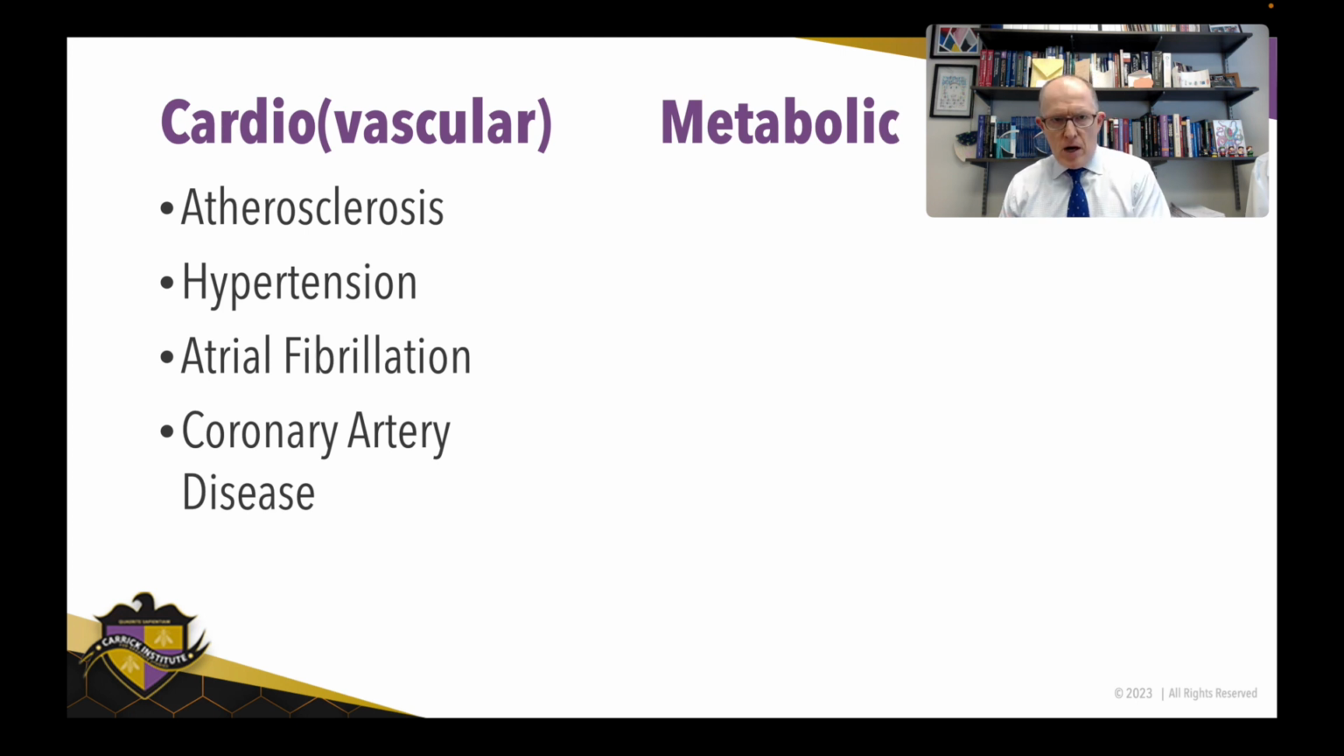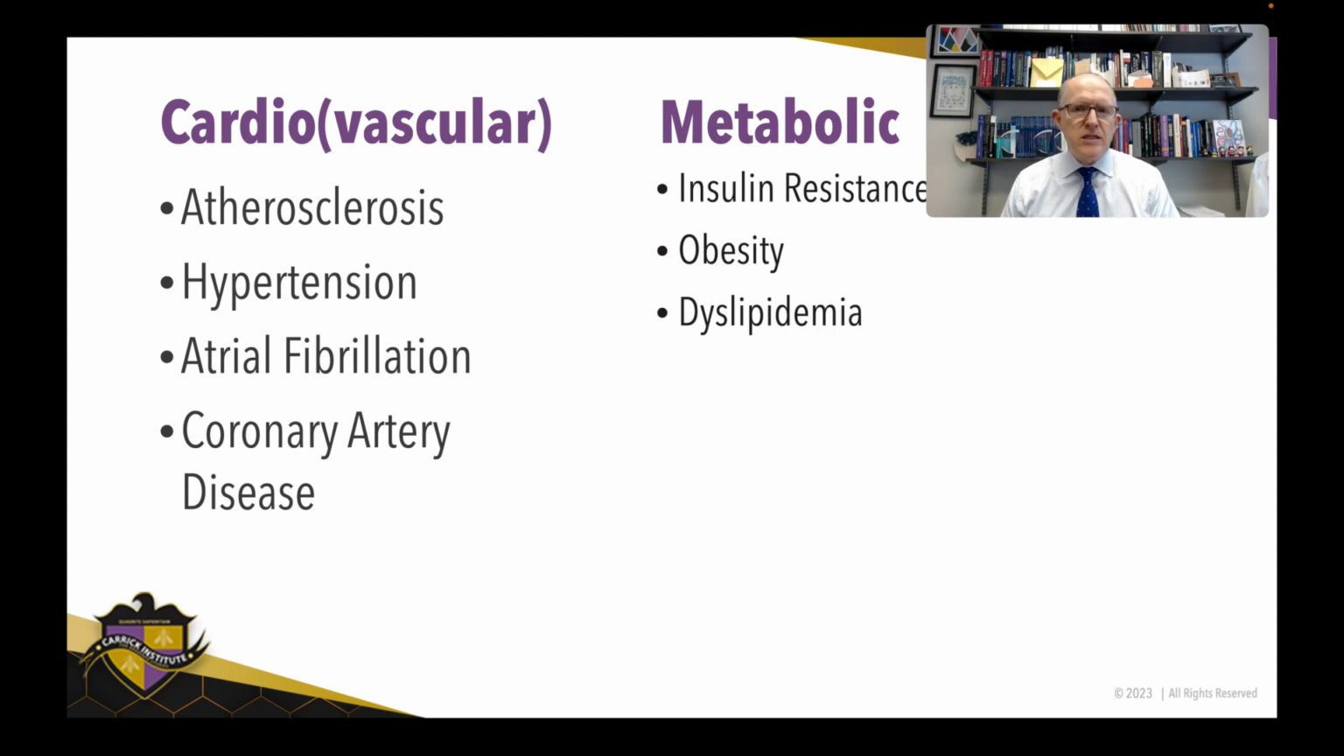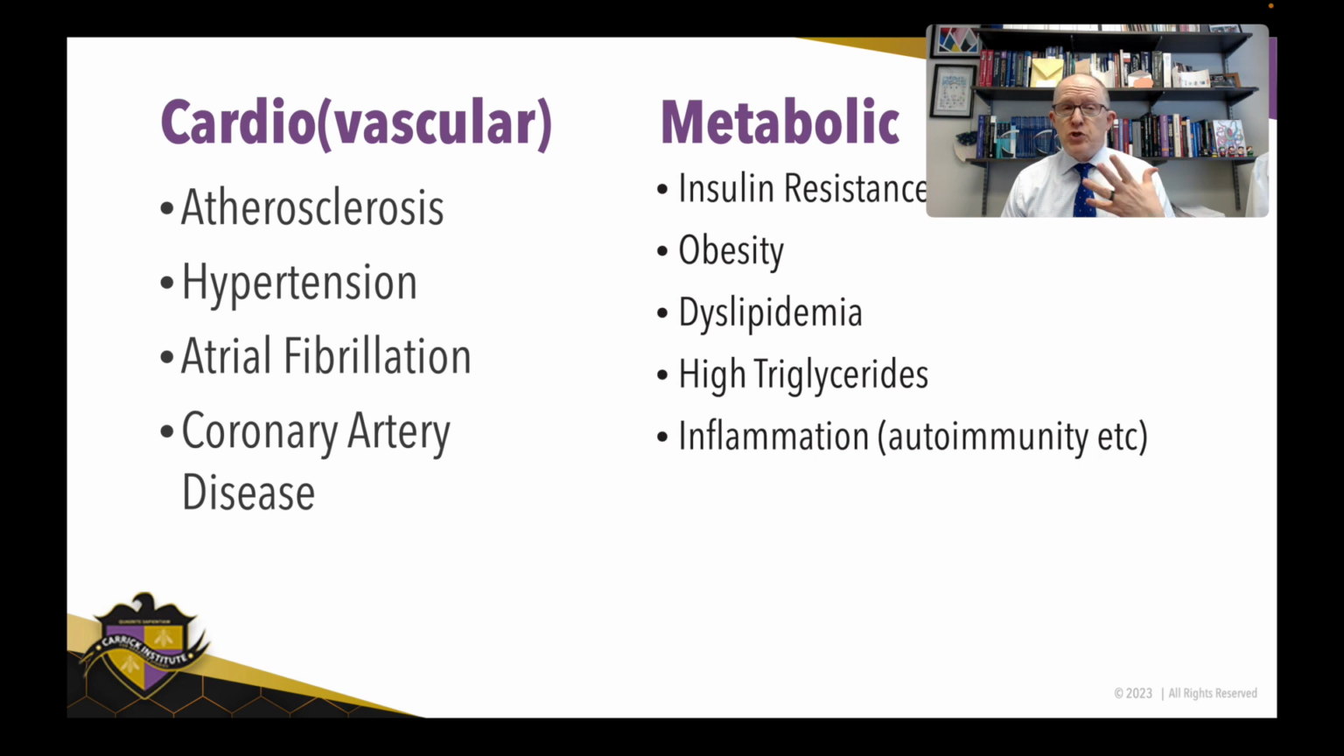And then we have metabolic diseases, like insulin resistance, obesity, and dyslipidemia, where your lipids are abnormal, whether it's high LDL or low HDL. Sometimes we're talking about the particle sizes as well. High triglycerides is another metabolic problem. Inflammation could come from a lot of different sources, such as autoimmunity, oxidative stress, or a mitochondrial problem. That's a metabolic issue. So these are the things we're going to talk about in the class: how to recognize them, how to test for them, and how to effectively treat them.